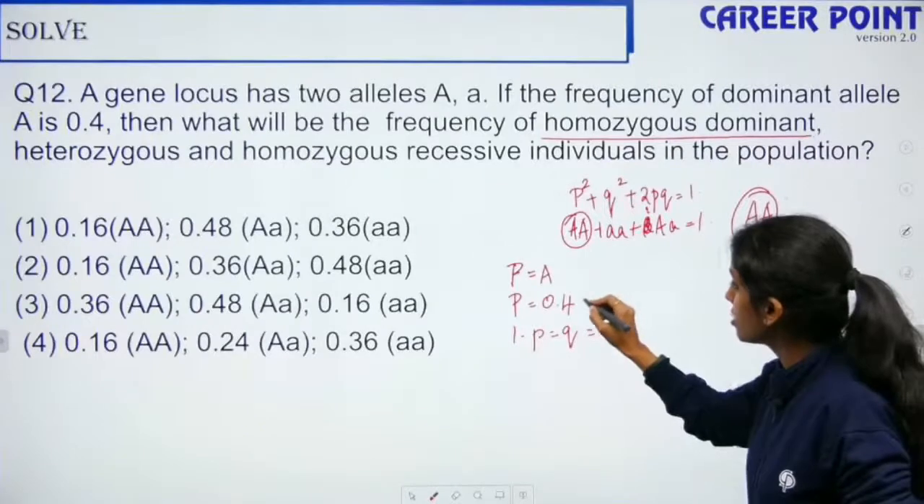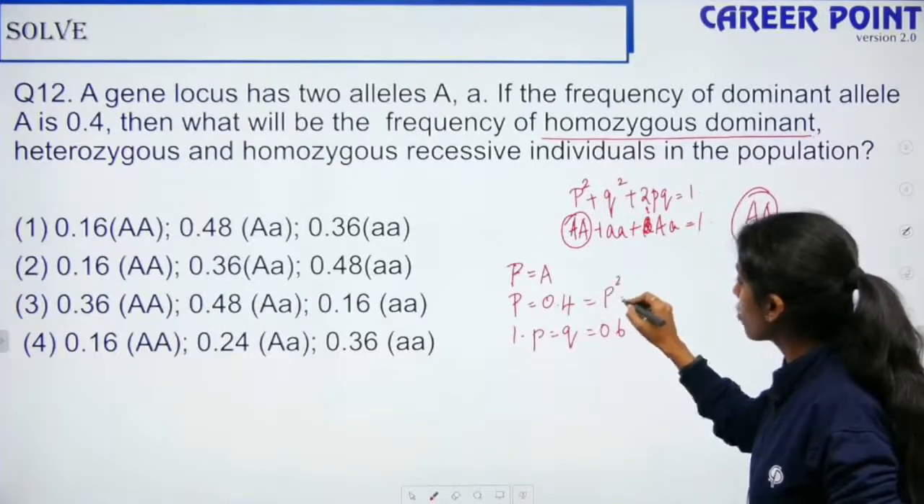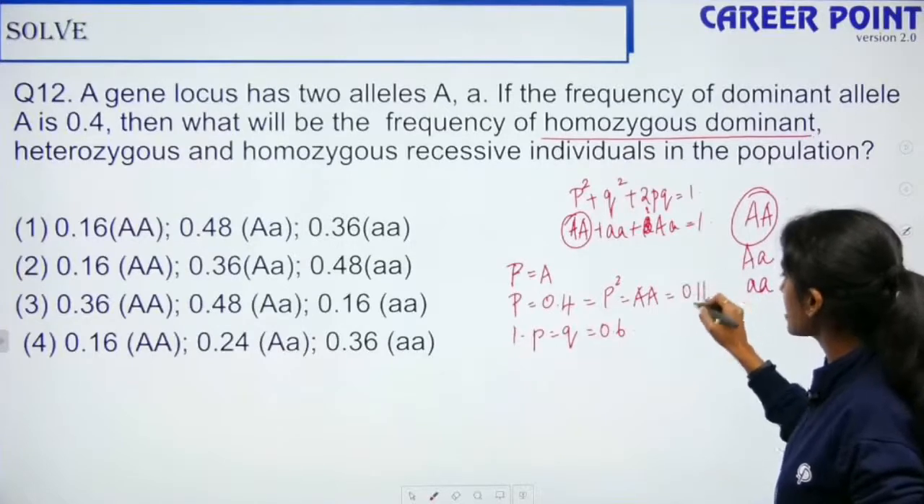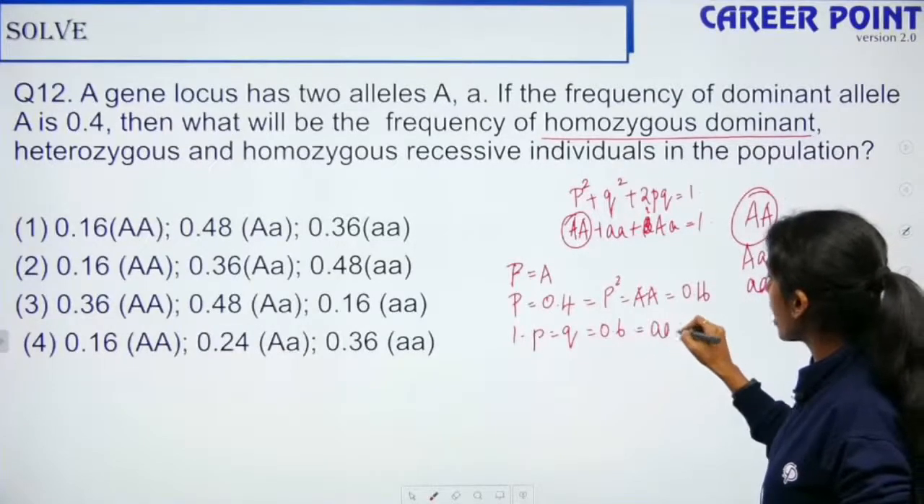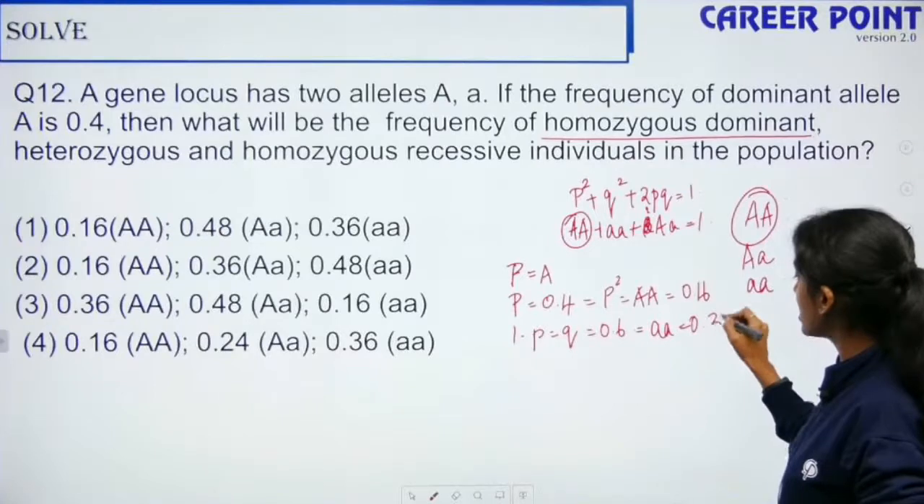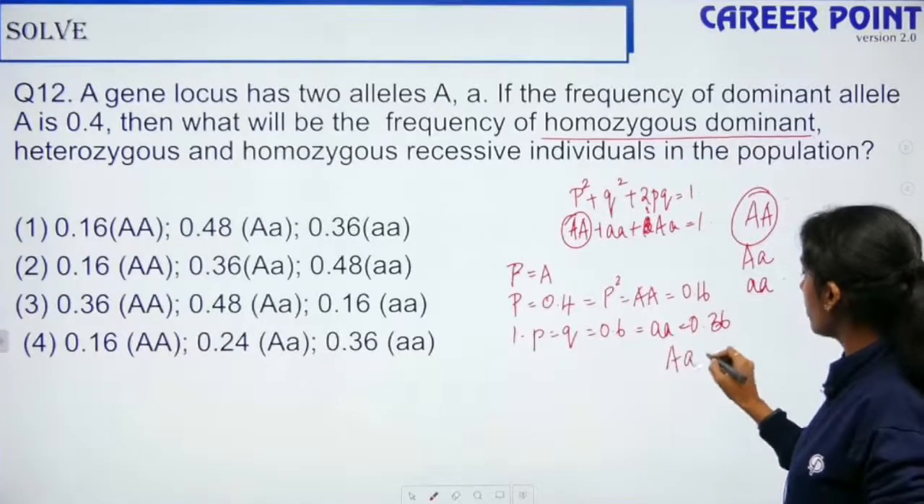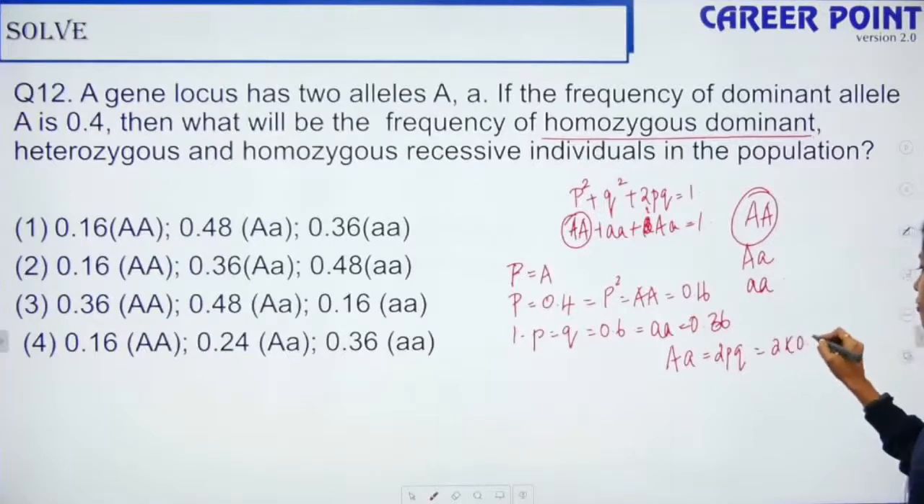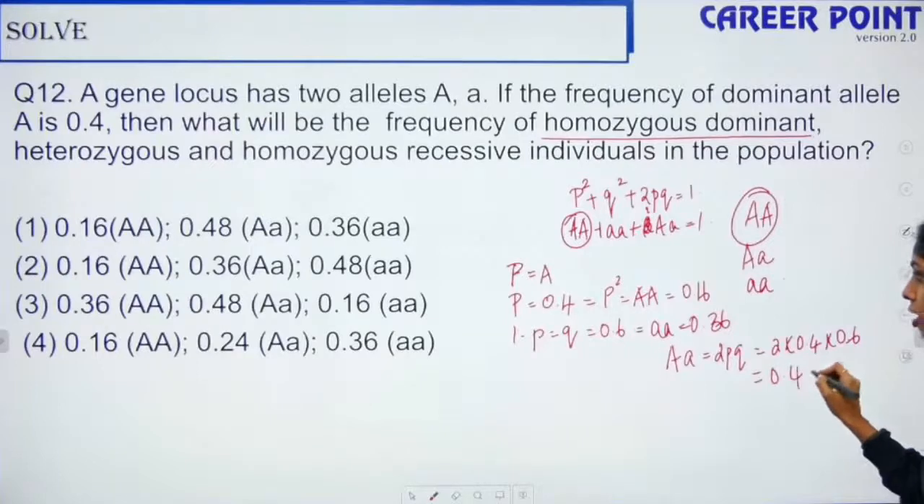So square this, so this is p square. So p square is nothing but AA. We need AA. So this is 0.16. So this is aa, so this will be 0.36. So Aa will be 2pq. So that is 2 into 0.4 into 0.6. So this will be 0.48.